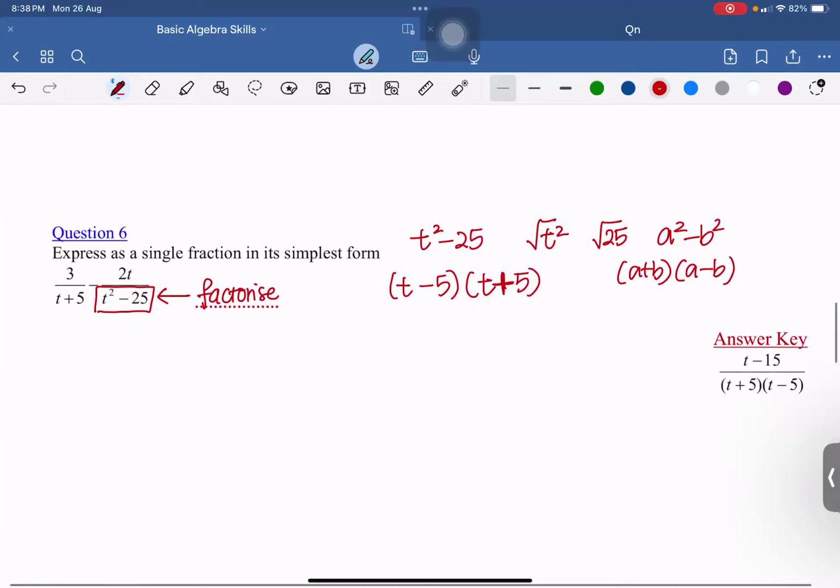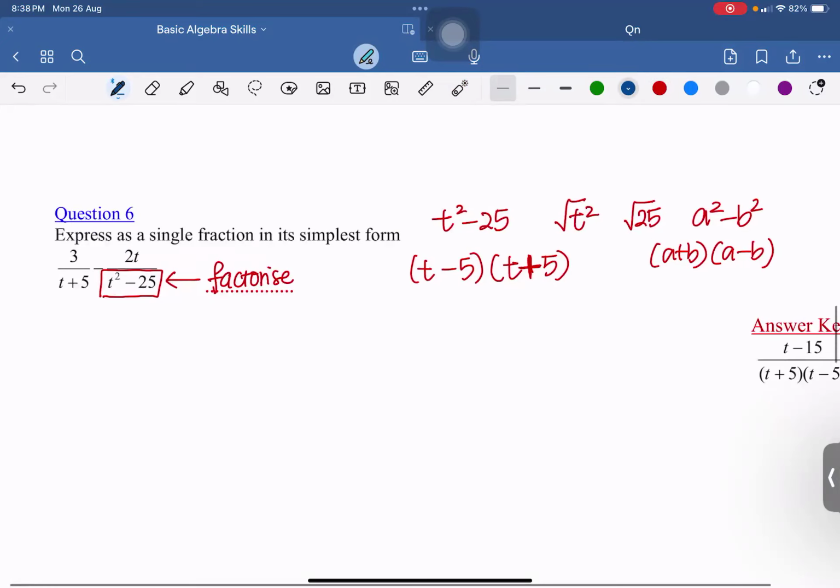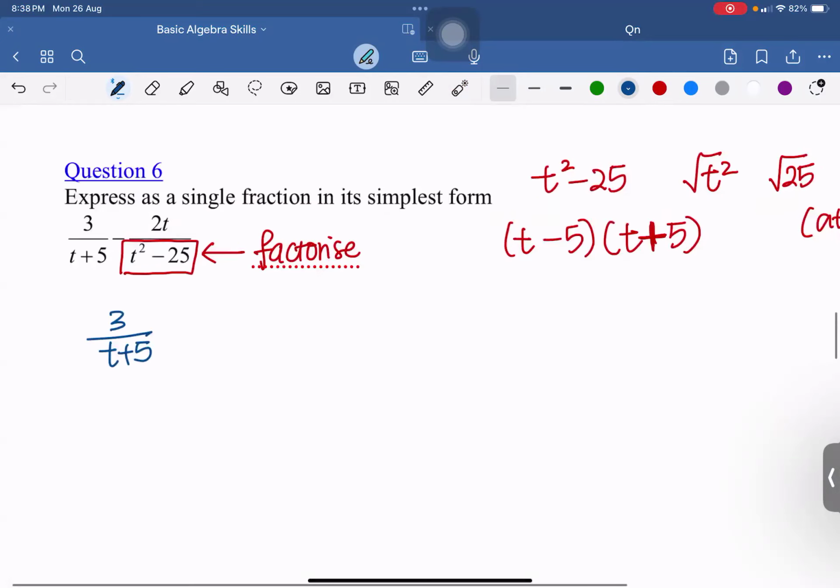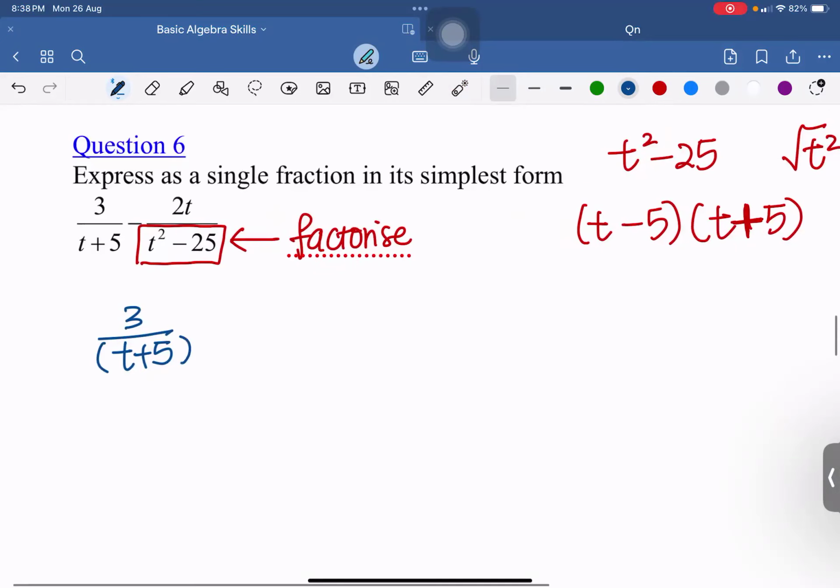So our first step is we're going to change this to 3 over t plus 5, subtract 2t over, and this one changes to t minus 5, t plus 5. First step.